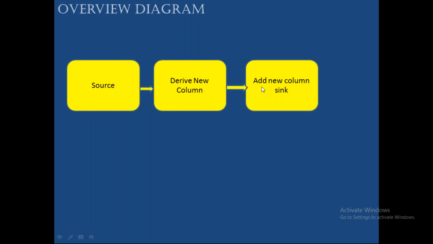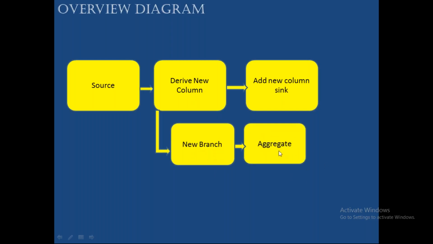Sink is nothing but my target. Source data, sink data, right? Sink dataset. So sink means my output I will write. Now what I want to do is, whatever data this activity has received, the same data I want to take another copy. That is nothing but a new branch. Whatever input this transformation received, the same input I want to pass to my new branch transformation. So in this new branch, I will take the data and apply aggregations.